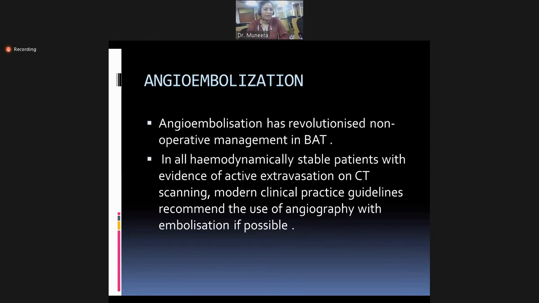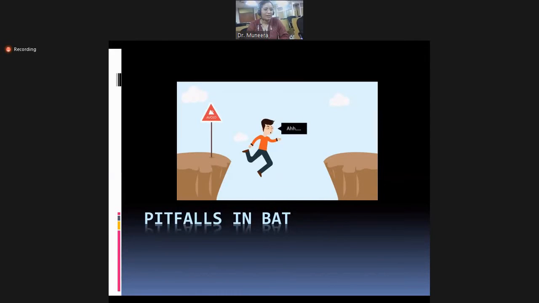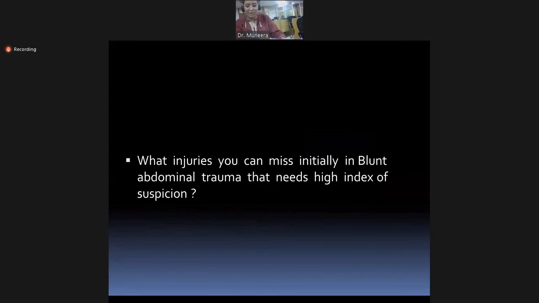Right? But despite all, we have certain pitfalls in blunt abdominal trauma, or BAT. What are these pitfalls, guys, if you can say? We have investigated the patients, we have revolutionized the treatment by going for the fancy stuff, but still we are not able to answer certain questions. So what injuries can you miss initially in a blunt abdominal trauma that need a high index of suspicion?